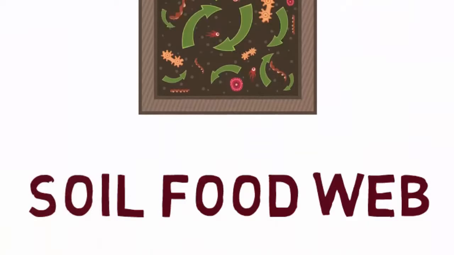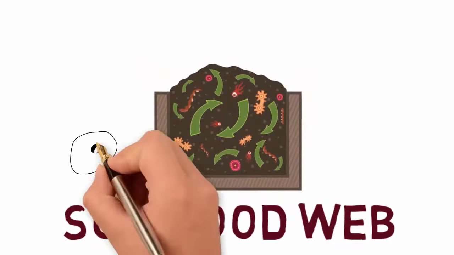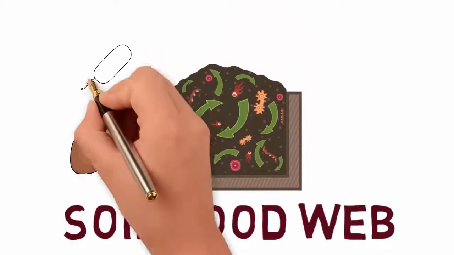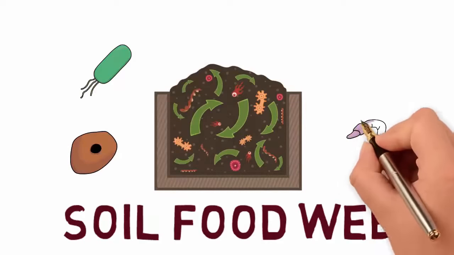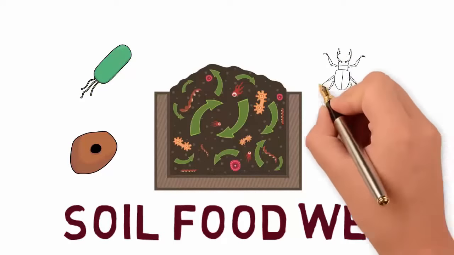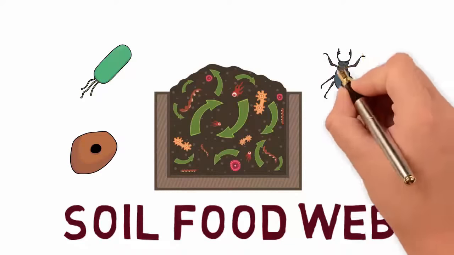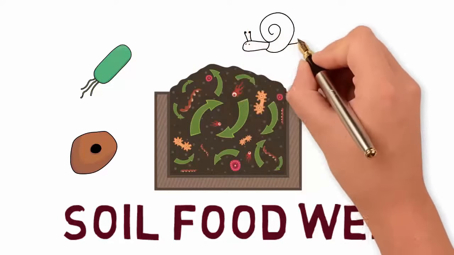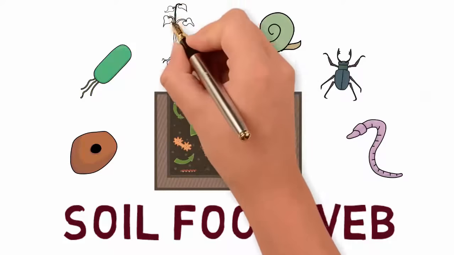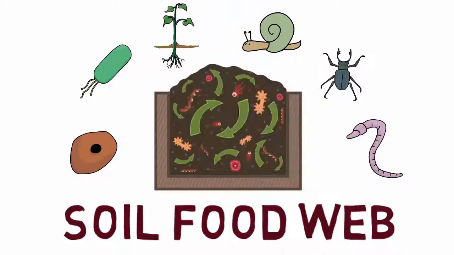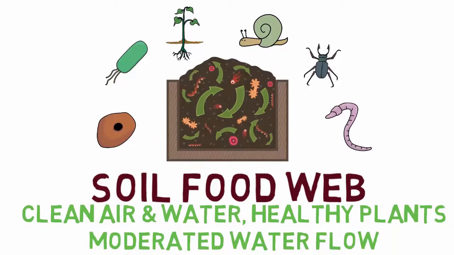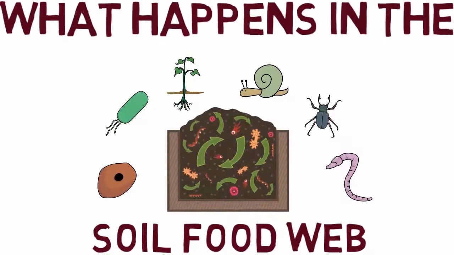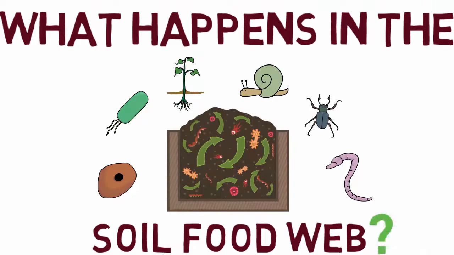The soil food web is made up of an incredible diversity of organisms. They range in size from the tiniest one-celled bacteria, algae, fungi, and protozoa to the more complex nematodes and microarthropods to the visible earthworms, insects, small vertebrates, and plants. As these organisms eat, grow, and move through the soil, they make it possible to have clean air, water, healthy plants, and they moderate water flow. So let's take a close look at what happens in the soil food web.